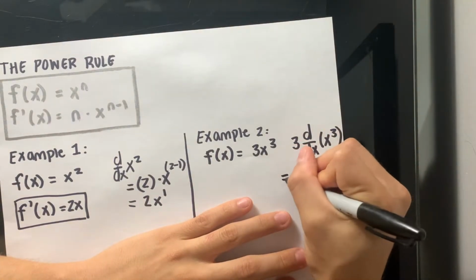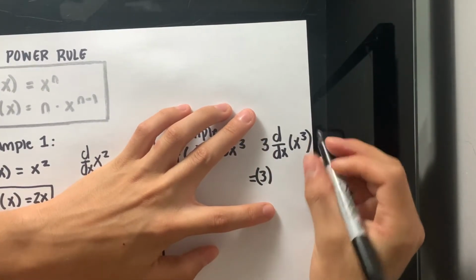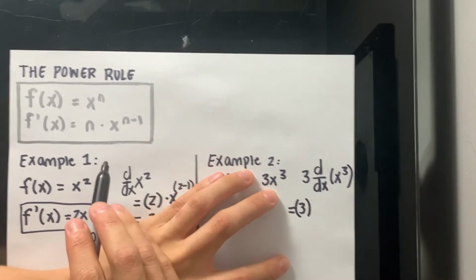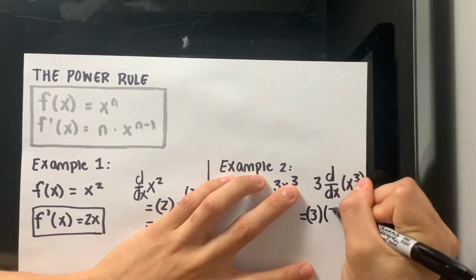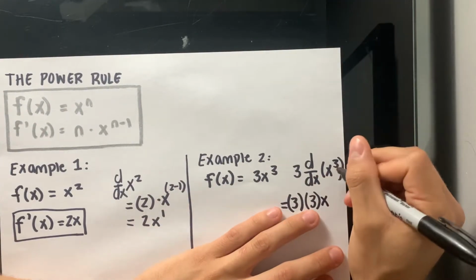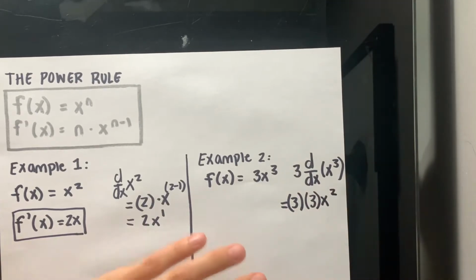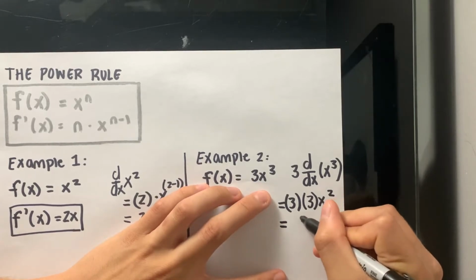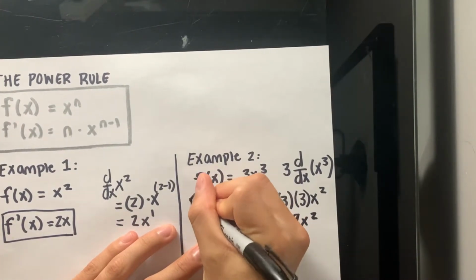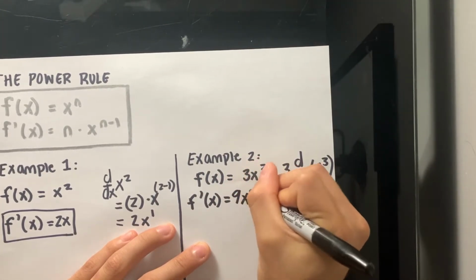We're just going to keep the 3 on the outside, and we're going to do the power rule for this x cubed. So we're going to take down the n, and the n in this case is 3. And then we're going to do x to the power of n minus 1. So 3 minus 1 is 2. And then we can simplify this to 9x squared. Now we just plug this back in, and we get f prime of x is equal to 9x squared.